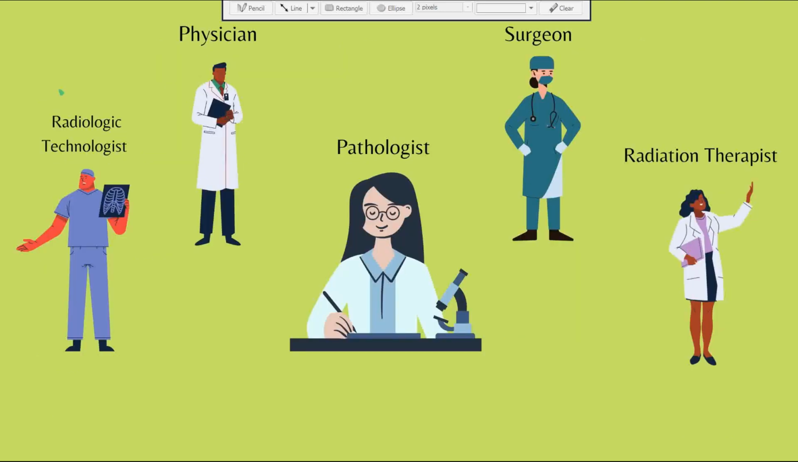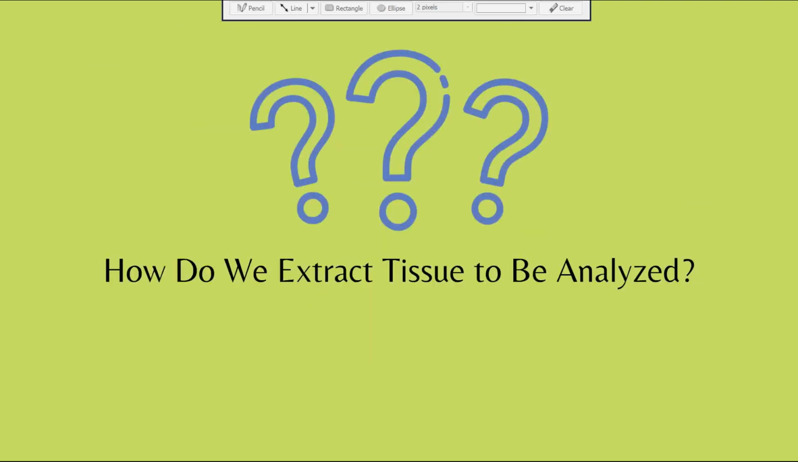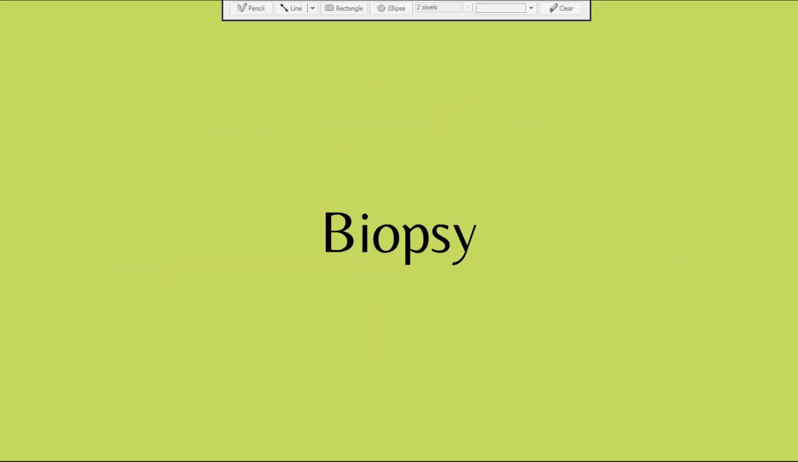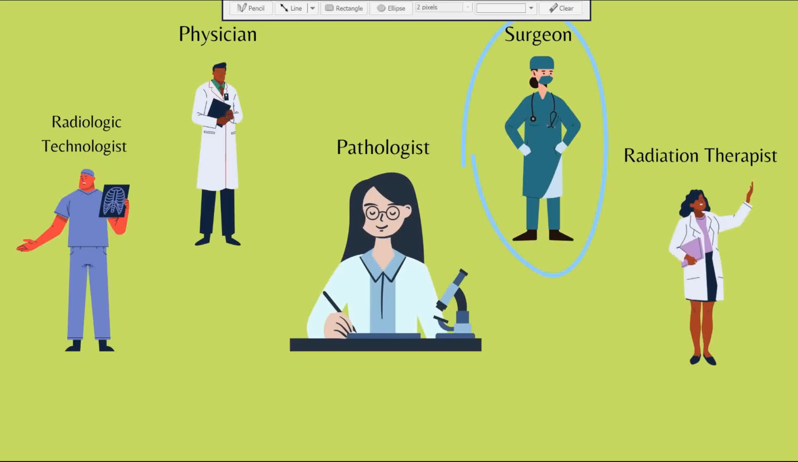Let's say you get imaging done and there is evidence for suspected cancer. How do we confirm it? Well, we need to confirm your diagnosis by further analysis, but we need to extract some of the mass's tissue first to get a more accurate diagnosis. How do we extract tissue to be analyzed? The answer is a biopsy. We'll need the help of a surgeon at this step.